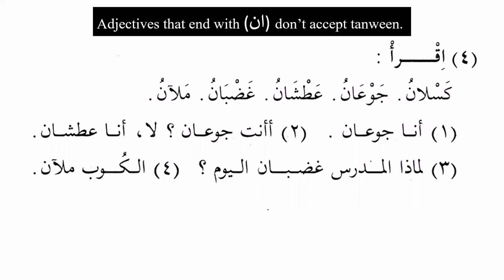Excellent. Iqra. Now we have to read, and we have learned it several times, and I have put it here again just for the sake of reminder and learning, that adjectives that end with alif and noon don't accept tanween. That means they are mamnu min as-sarf, or diptote. The same goes for nouns that end with alif and noon. They are also mamnu min as-sarf, like Imranu, Sulaimanu, Uthmanu. Now we have a little bit more information. Kaslanu means lazy. Jaw'anu means hungry. Atashanu means thirsty. Ghadbanu means angry. And mal'anu means full. Now we can see that all of them end with alif noon, and that's why all of them are mamnu min as-sarf.